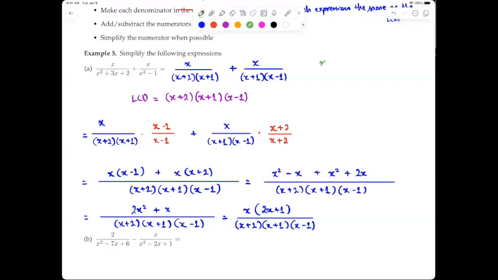So here, x plus 2 different from 0 implies that x is different from -2. X plus 1 different from 0 implies that x is different from -1. And x minus 1 different from 0 implies that x is different from 1.